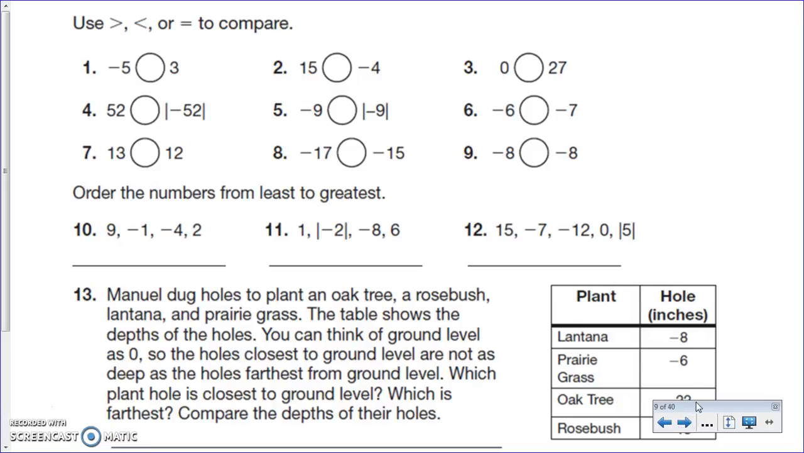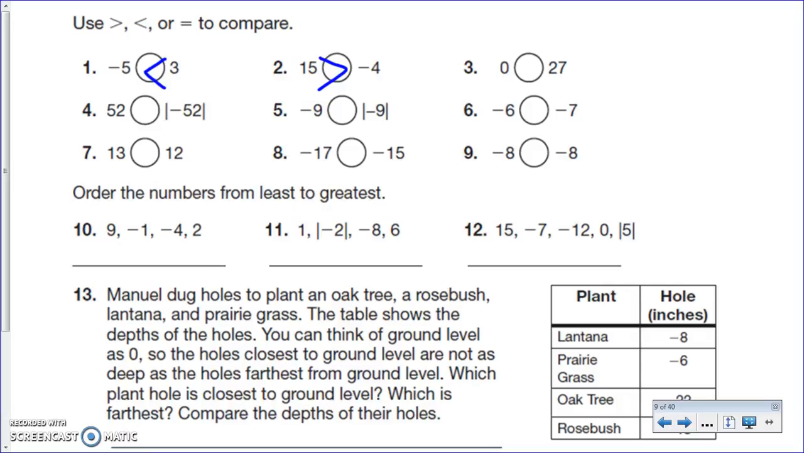Use greater than, less than, or equal to compare. So starting with number 1, we have -5 compared to 3. We know 3 is further to the right on the number line, so it's greater. So -5 is less than 3. For number 2, we have 15 and -4. We know 15 is further to the right, so it's greater. So 15 is greater than -4.